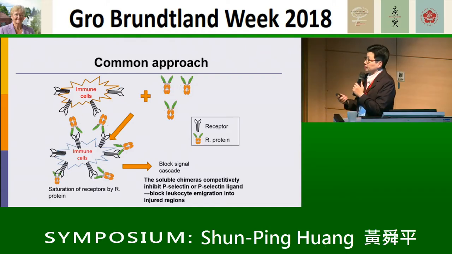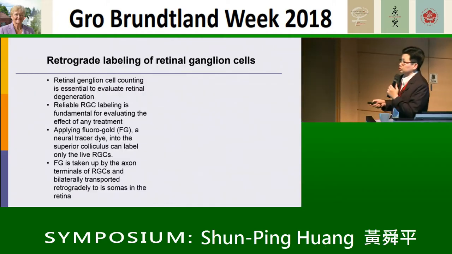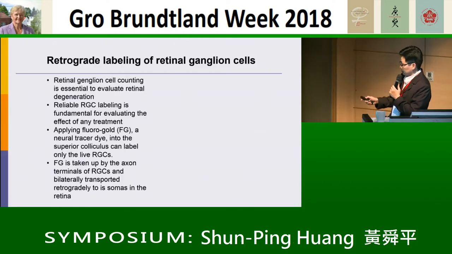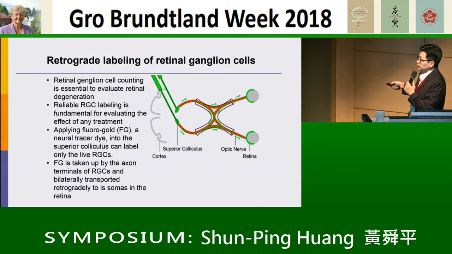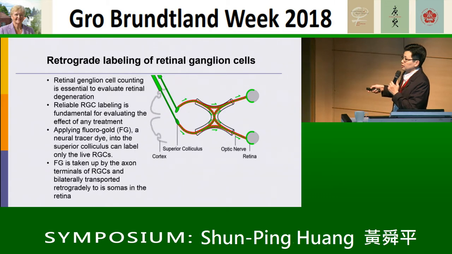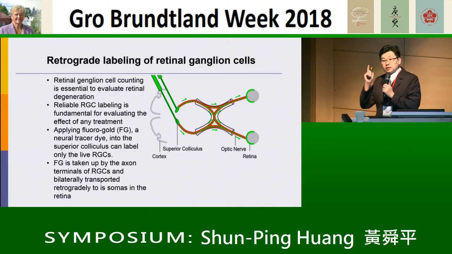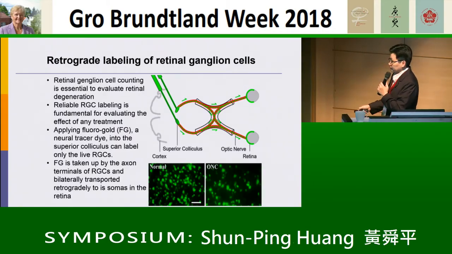So how do we know we preserve the retinal ganglion cell? We use retrograde labeling of the retinal ganglion cell. We inject a dye called Fluoro-Gold into the superior colliculus, which is the site where the retinal ganglion cell forms its first synapse. The dye retrogradely labels the retinal ganglion cell if it is alive, okay? So it will show up like here. That's normal. That's the optic nerve injury. You can see the decrease of the retinal ganglion cell number.